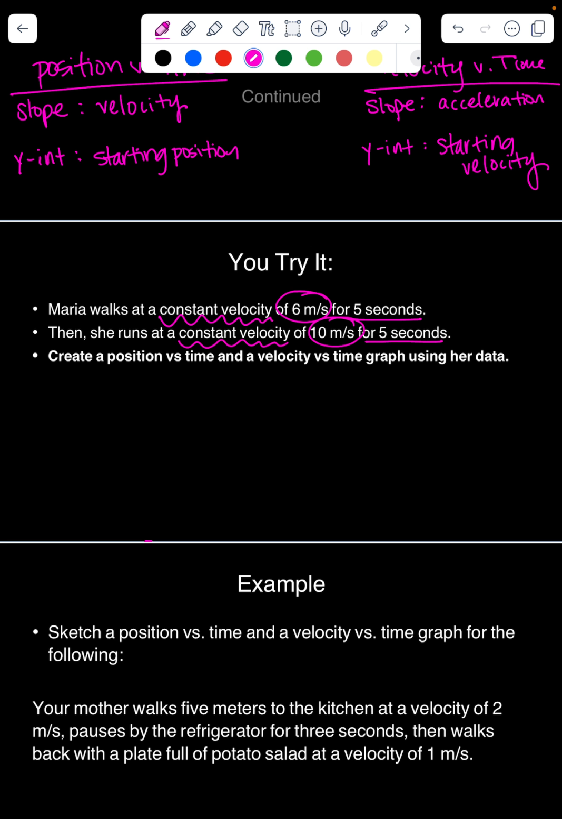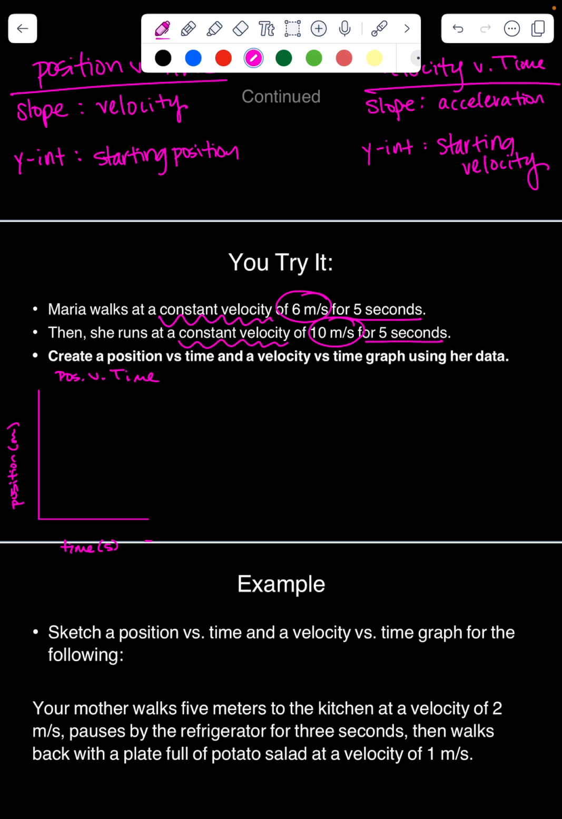All right, so let's create our position versus time graph first. We know that time is going to go on our x-axis, measured in seconds, and because our velocity is measured in meters per second, we know that our position is going to be measured in meters. Always label your axes and give me a title. We just have position versus time again.